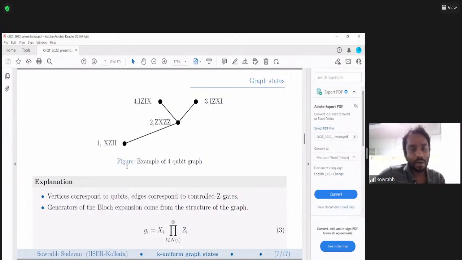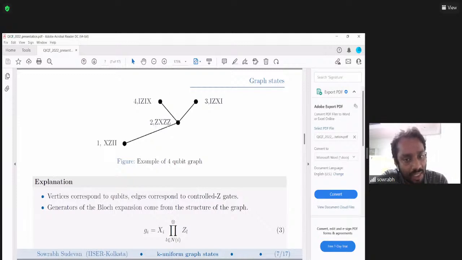So now the way you write down generators is that there is one generator corresponding to each vertex. At this vertex, for example, the generator will have the form of an X acting on that site. I have numbered the vertices 1, 2, 3, 4, and there will be an X acting on that site, and a Z acting at the site which is connected to 1. Similarly, 2 is connected to 1, 3, and 4.